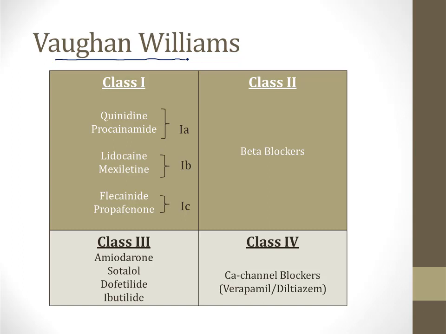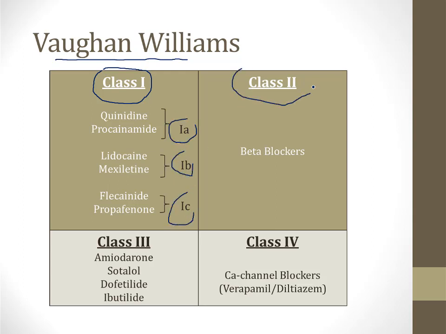It would be much easier if the drugs were divided such that one class worked for atrial fibrillation and another class worked for ventricular tachycardia. Unfortunately, that's not the case, and the Vaughan-Williams classification system, which was put in place many years ago, is still in use today. So by this system, the class 1 drugs are drugs that block sodium channels, and they are subdivided into three groups: the 1A drugs, the 1B drugs, and the 1C drugs.